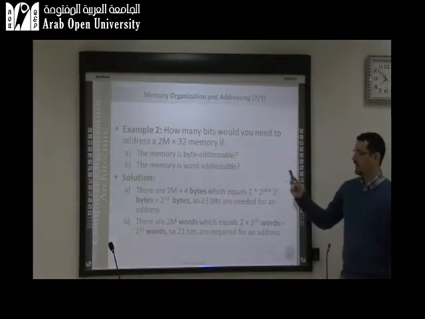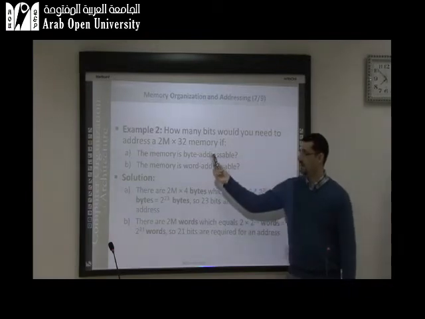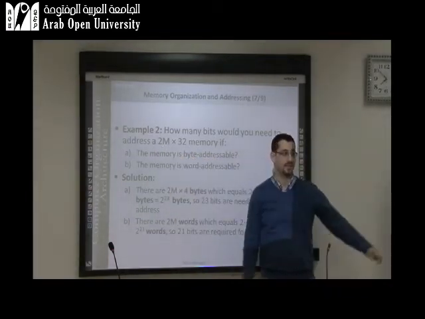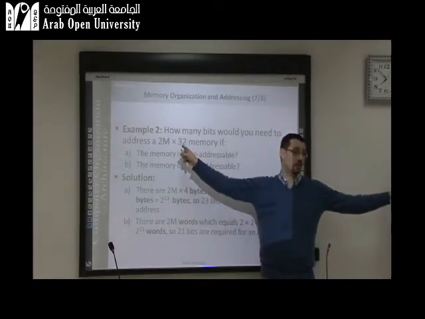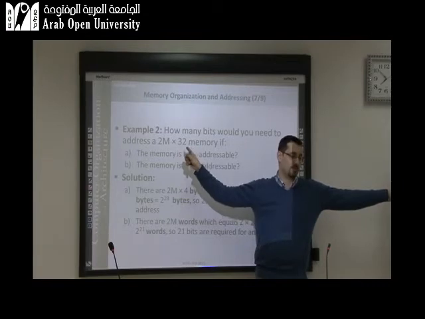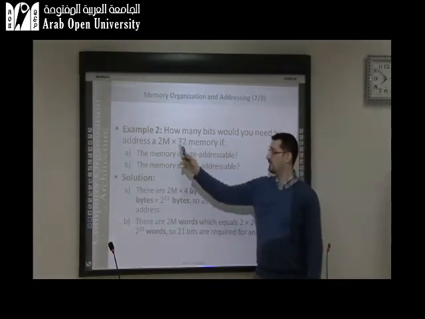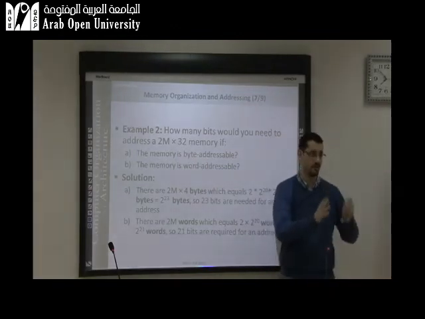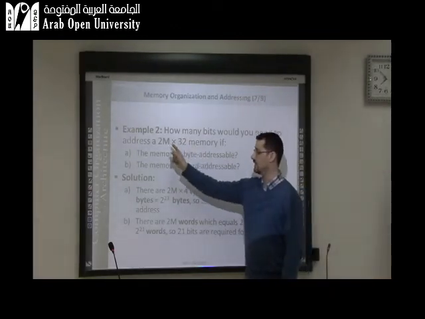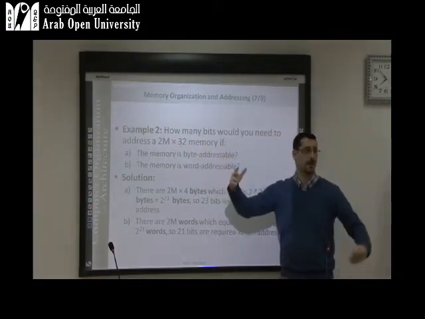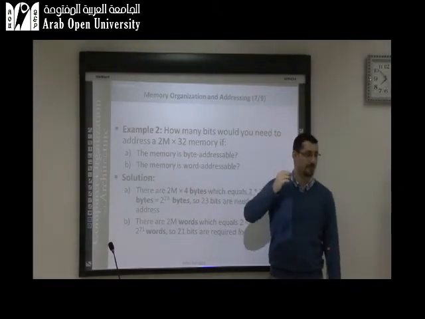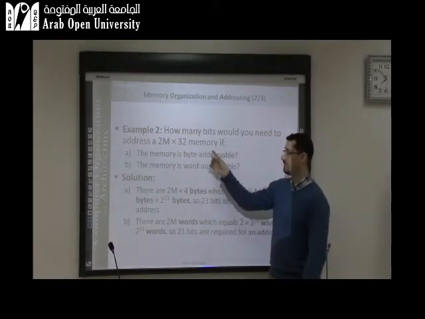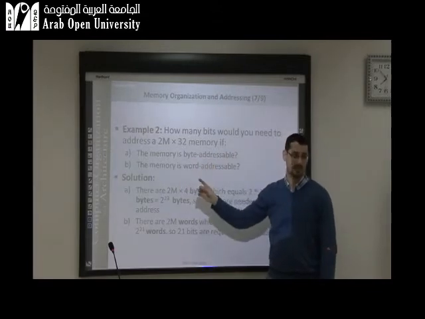Now, what if we have a memory that is byte addressable, but the word size is more than 8 bits, for example 32 bits? In this case, they are giving us a memory that is 2 meg times 32. This means that the CPU register has 32 bits, and the memory size is 2 meg times 32 bits. How many locations do we have, or how many address lines do we need, if this memory is byte addressable or word addressable?